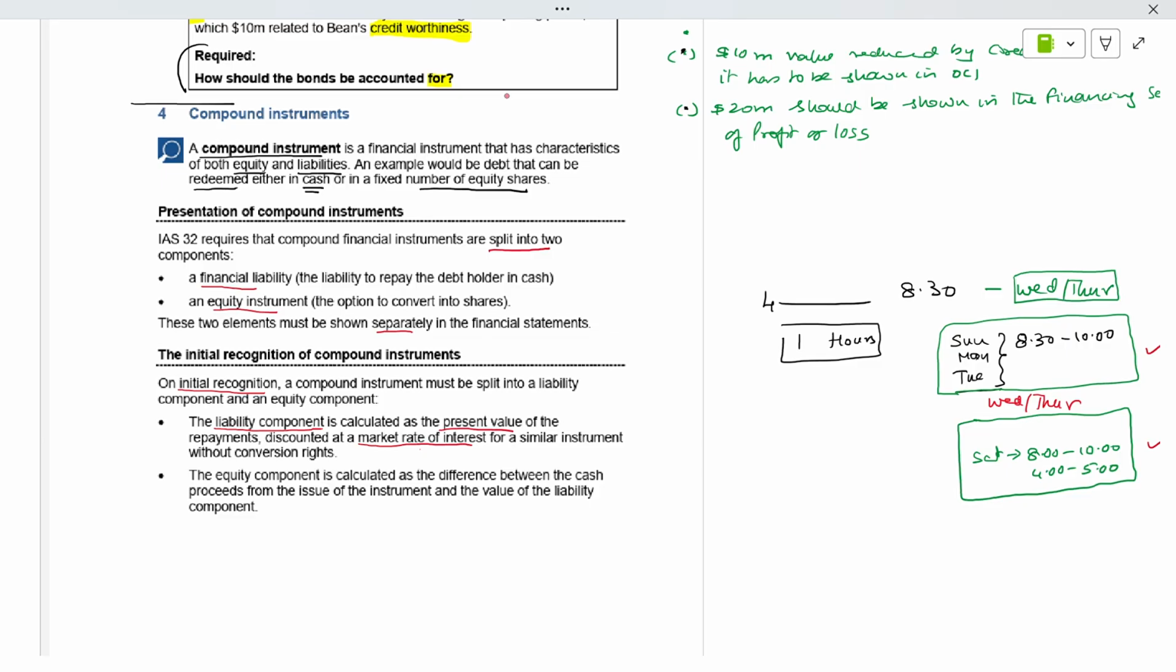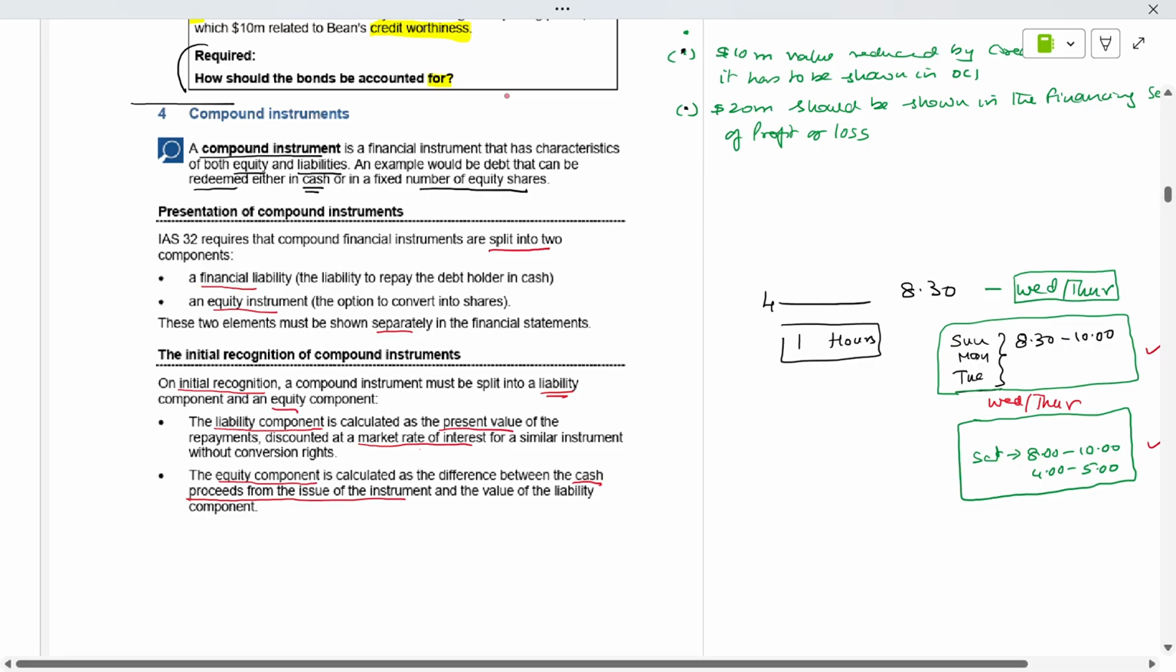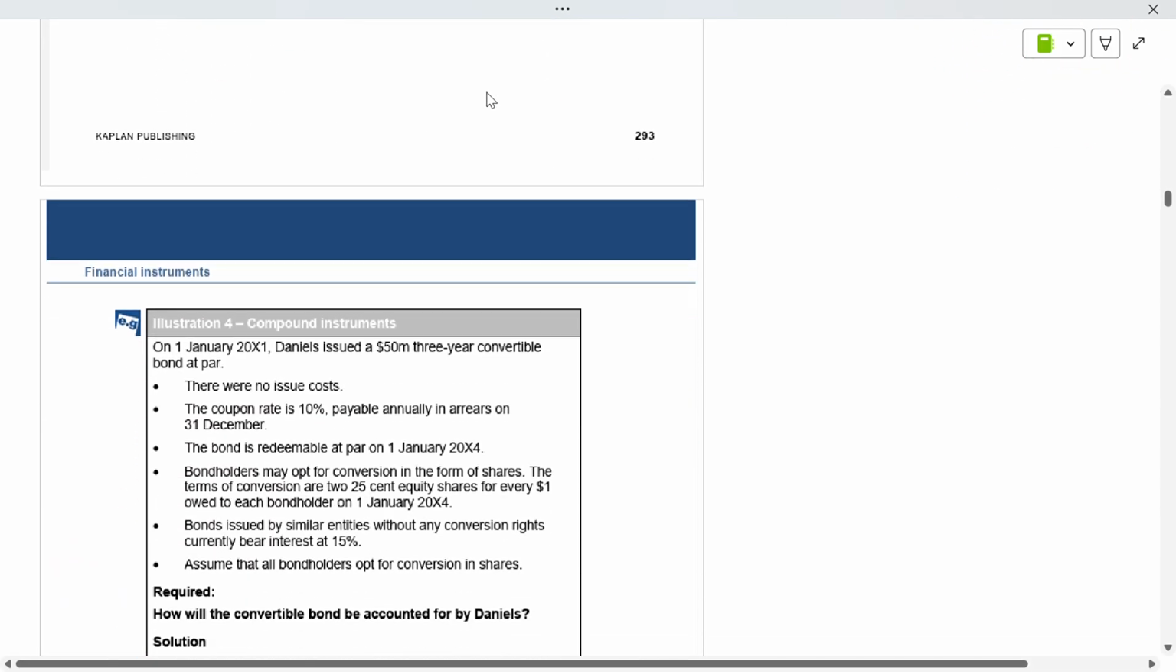Definitely, there will be some difference between the cash proceeds and the issue of the instruments. The difference between the cash proceeds and the issue of instruments is nothing but the equity component. First, we calculate the present value of the liability repayments. The difference between the present value and the cash proceeds is the equity component. Then automatically we are splitting the amount of liability and the amount of equity. Very easy, very specific.